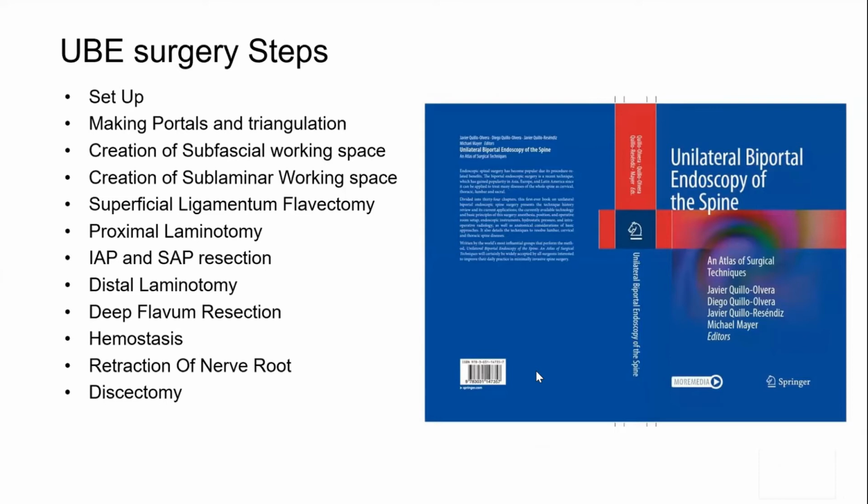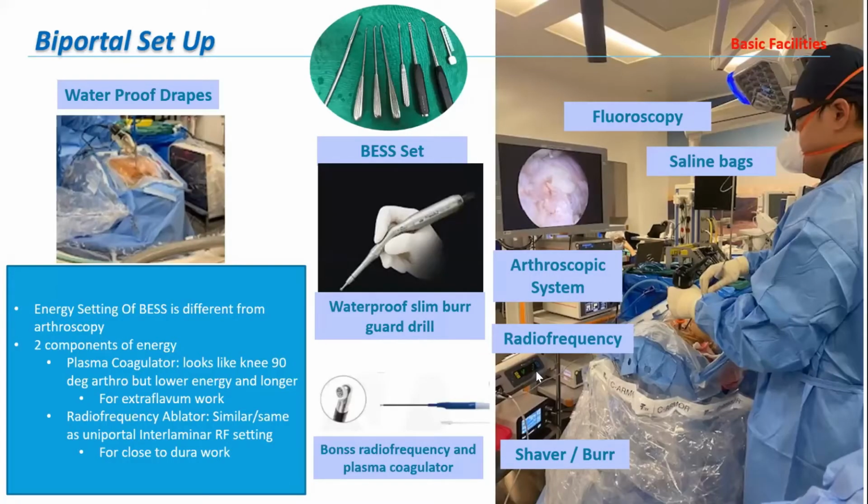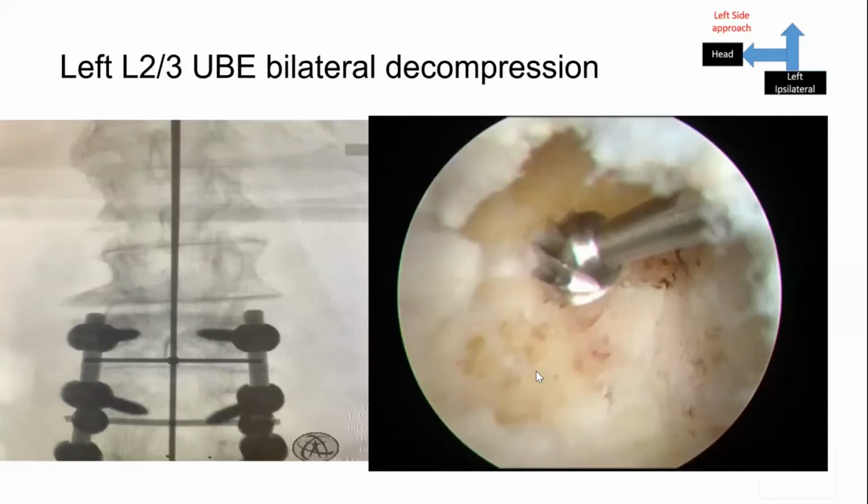My steps are written in a book, where I contributed a couple of chapters to Javier's book. And this is the waterproof drape, and this is the setting that we use. I find that the Bones radiofrequency and plasma coagulator is very useful in our surgery. And this is how it's done.